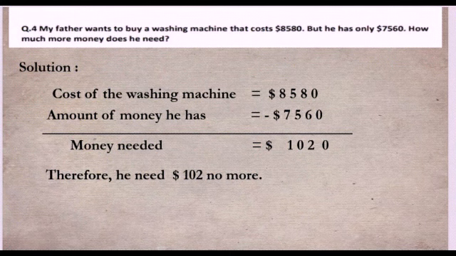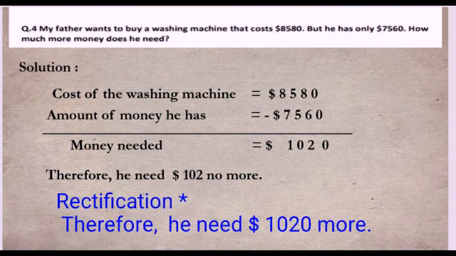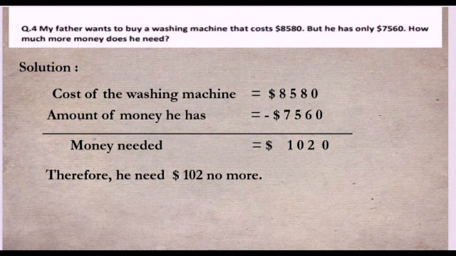Now let us discuss our fourth question. My father wants to buy a washing machine that costs $8,580, but he has only $7,560. How much more money does he need? Here, follow the statement. How much more money means you have to subtract. You can understand that you have to subtract it.